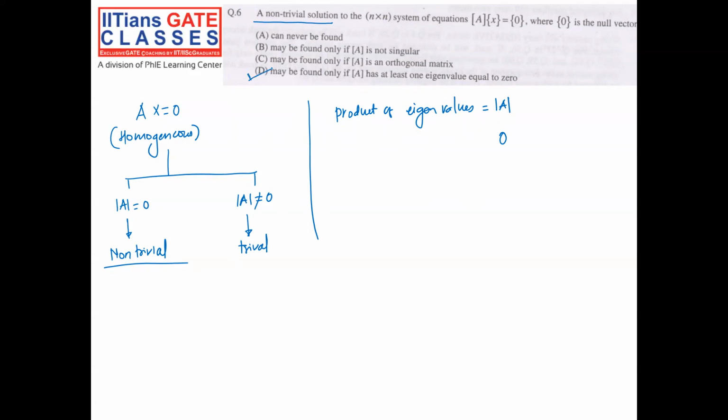If you look into the other options, the first one says it can never be found, which is incorrect. The second option says it may be found if A is non-singular. Non-singular means the determinant is not equal to 0, so that is also incorrect, because for a non-trivial solution, the determinant has to be equal to 0. And the third option is an orthogonal matrix, and that is also incorrect because we are talking about a singular matrix. So in this case, option D is correct.